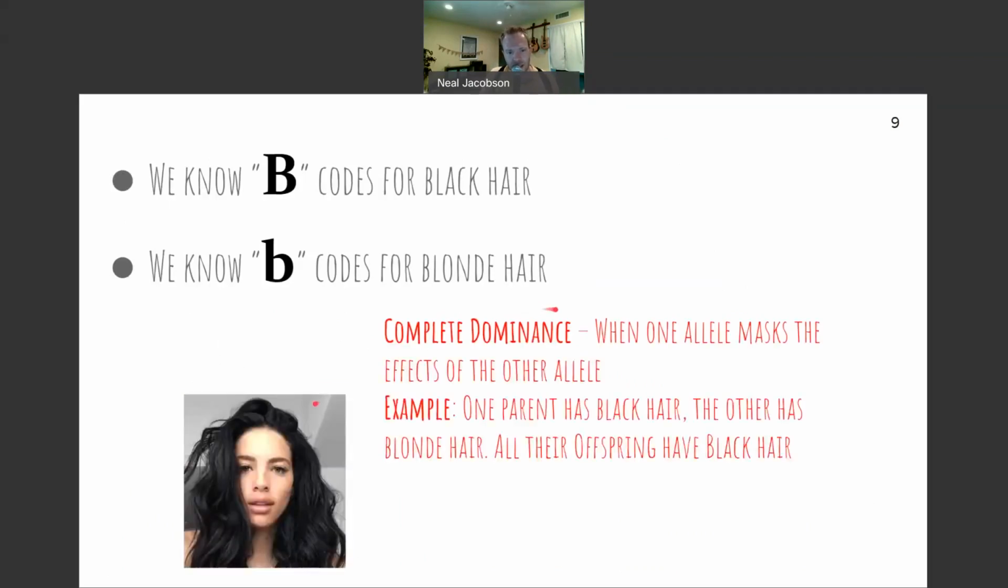If we see only black hair in the phenotype, we call that complete dominance. This is where one allele masks the effect of the other allele. We can say it's completely dominant, or complete dominance. They're the same thing. And for example, one parent has black hair, the other has blonde hair, and all their offspring have black hair. That's complete dominance.